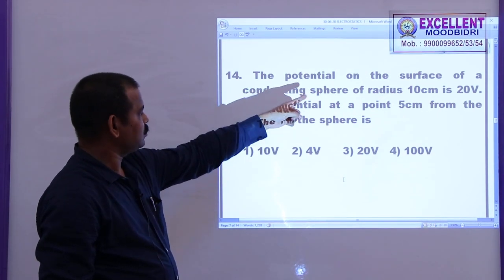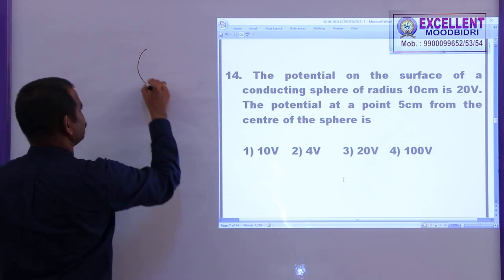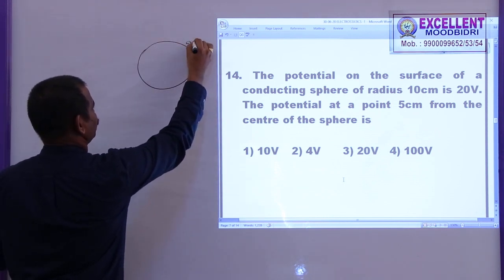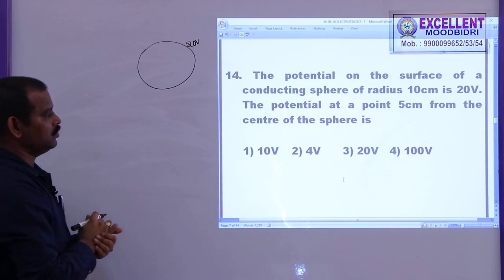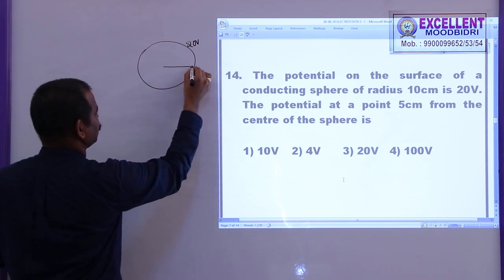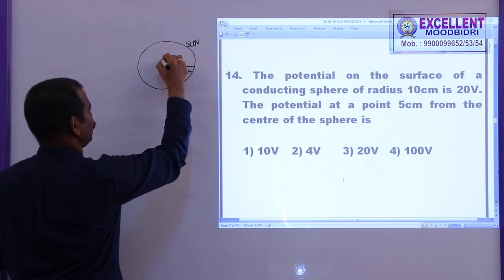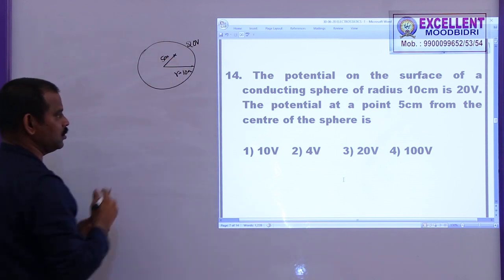The potential on the surface of a conducting sphere of radius 10 cm is 20 volts. Find the potential at a point from the center. So this is a conducting sphere. Potential on the surface is 20. The radius of this one is 10 centimeter. So if you take a point here, which is at 5 centimeter, what is the potential?